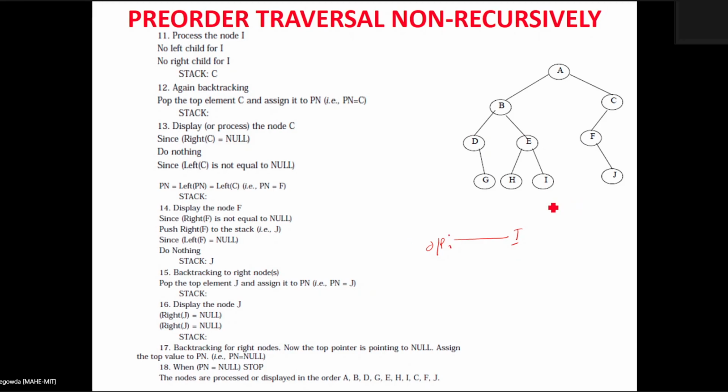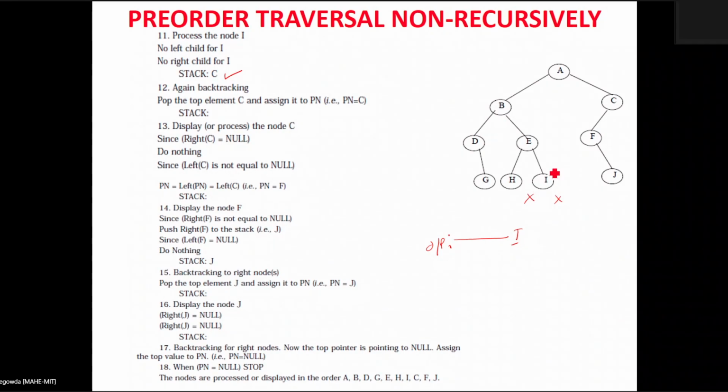Then after processing I, I have to check whether a left subtree and right subtree are there for I. The left subtree and right subtree for I are absent, so I have to do backtracking again. My status of the stack at this point will be C. So now I have to pop out the stack.